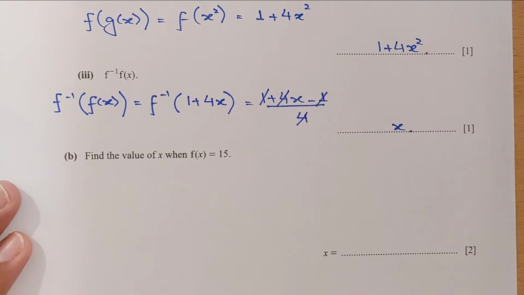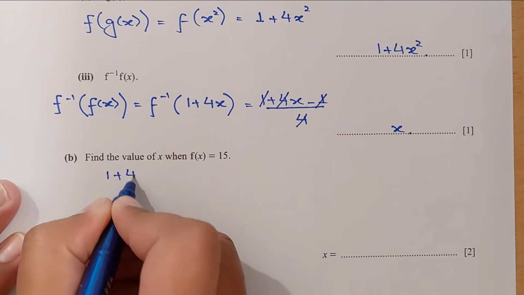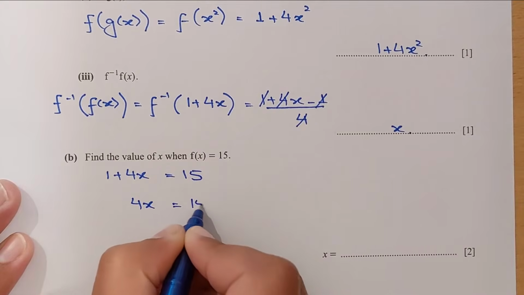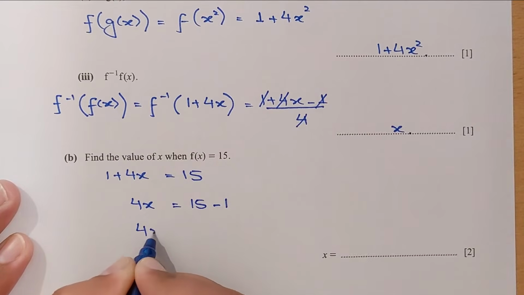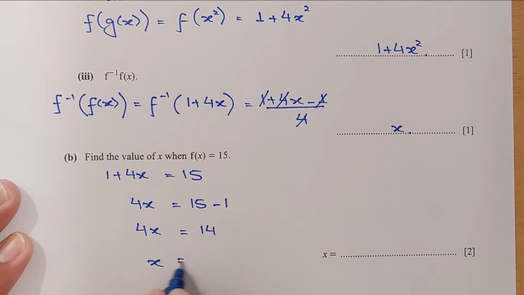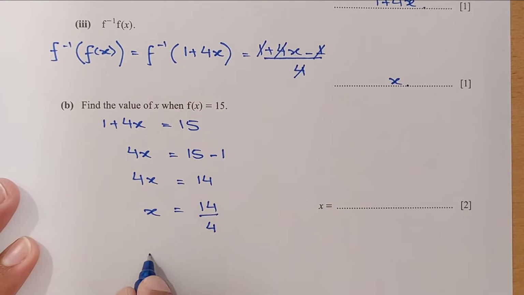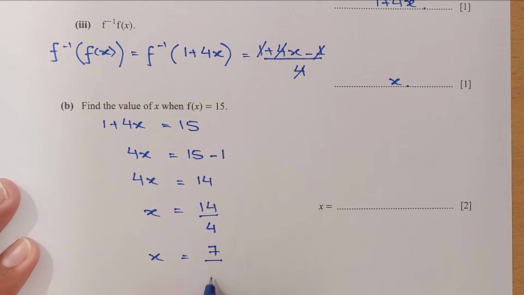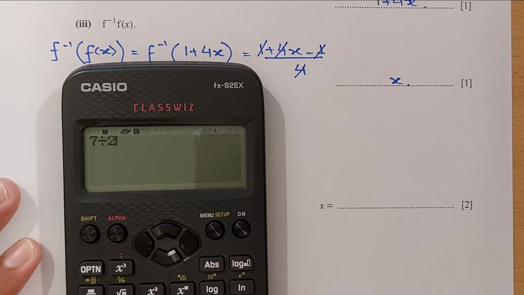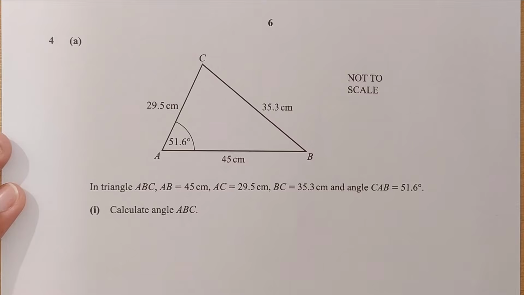Now for part B, find the value of x when f of x equals 15. So we have f of x, that is 1 plus 4x equals 15. So 4x equals 15 minus 1, 4x equals 14, and x equals 14 by 4. And the simplest form is x equals 7 by 2, since 2 times 7 is 14 and 2 times 2 is 4. So 7 divided by 2 is 3.5, which is the x value.